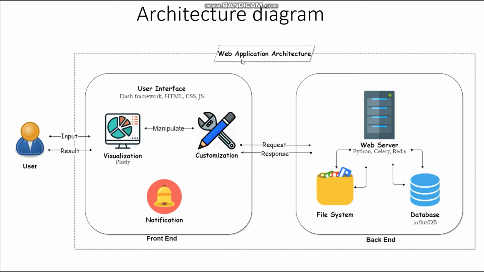This is the architecture diagram. User can provide input through the front end. Then the front end sends the request to the backend for application logic processing. After that, the backend sends the response back to the front end and displays the result to the user.